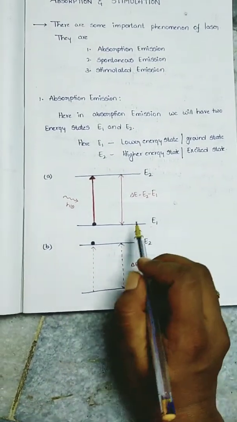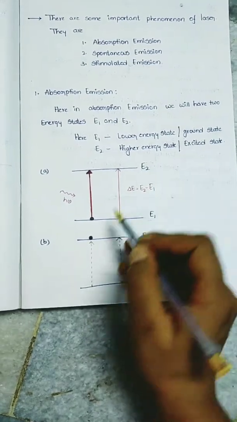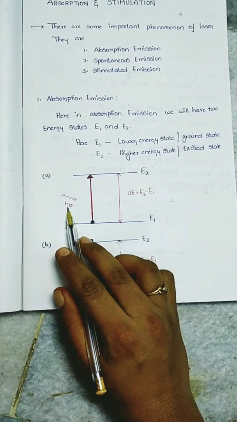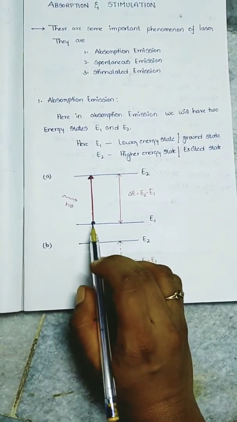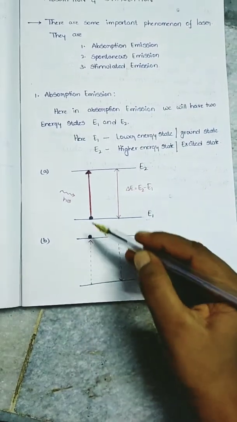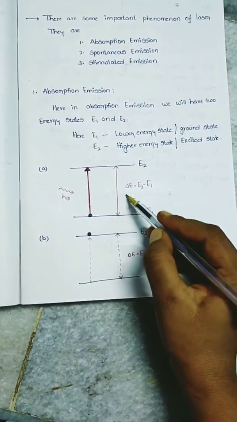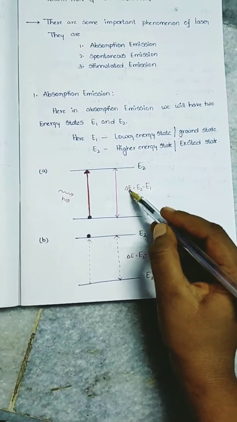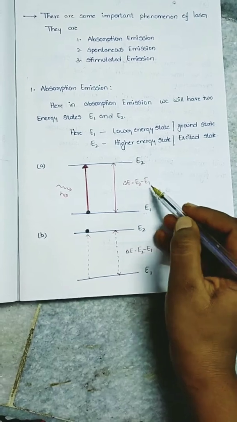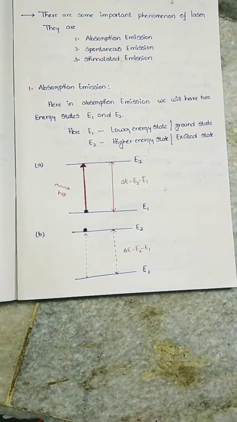Simply, we'll consider two energy states E1 and E2, and we'll have an atom in E1 state. We'll give some energy to this atom. This atom will absorb this energy and move from E1 state to E2, with an amount of energy delta E, where delta E equals E2 minus E1. This is all about absorption emission.